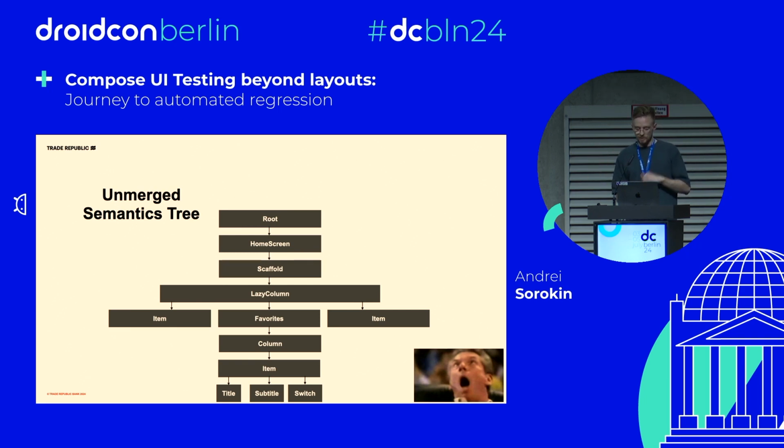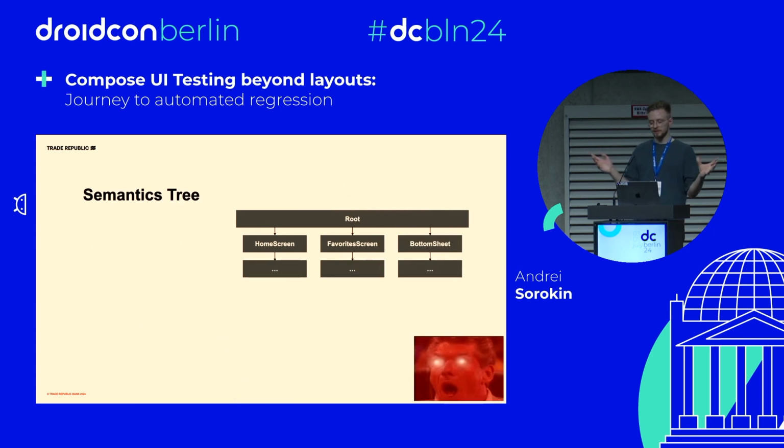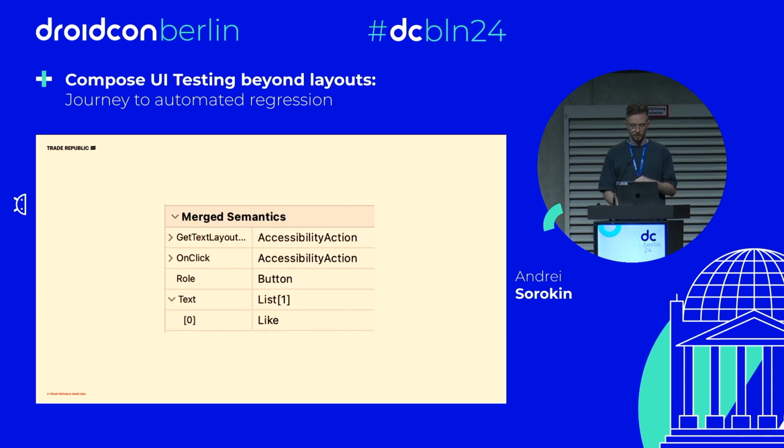And then for us, because we use only one activity, we also might have multiple screens at the same time in the composition. So we also have to narrow it down and find the right node on the screen. So what is actually a semantic tree node?